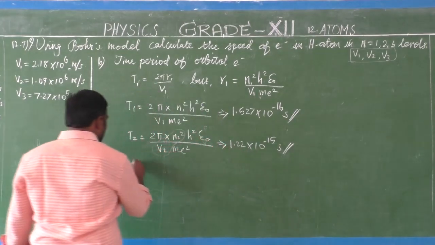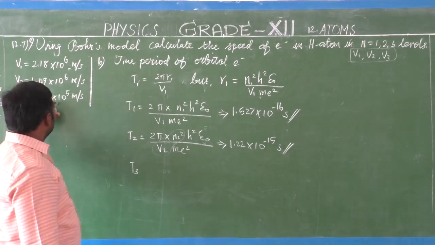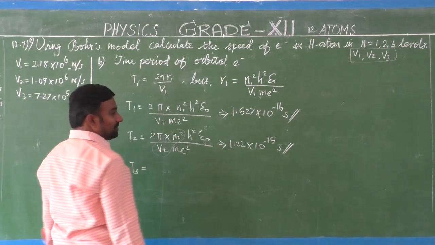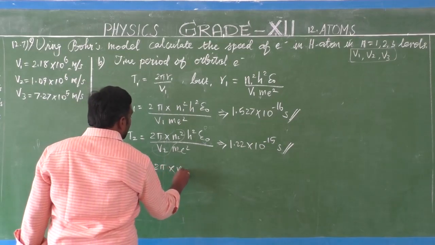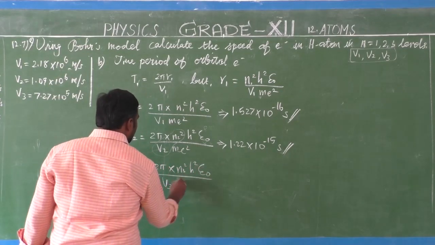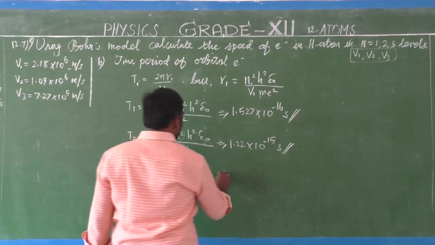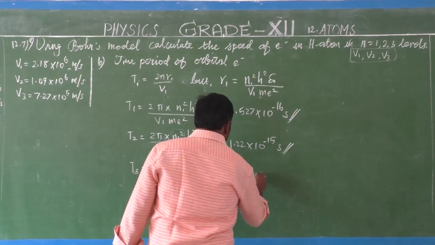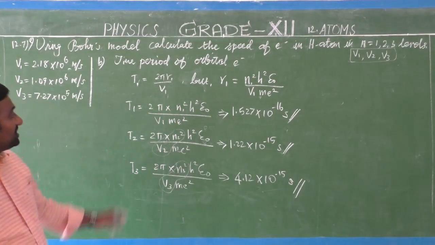Similarly, the time is changing in the third level. So velocity and time are inversely proportional, no? But velocity in each level is decreasing. Similarly, what happened to time? Time is increasing. Okay. So next case, 2 pi into n3 square h square epsilon naught divided by v3 and me square. So this 3 alone differs. So after substituting all the constant values, the final time period would be 4.12 into 10 to the power minus 15 seconds. So these are the time periods of the orbital electrons in each level.